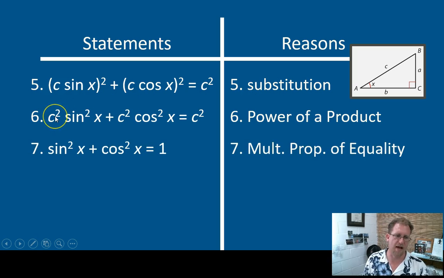And now I can square these things. When you square a product, you have to square both parts of that product. So c squared sine squared x plus c squared cosine squared x equals c squared. Now I have c squared, c squared, c squared. I'm going to divide the entire equation by c squared and drop it out of all three places that it is. That's the power of a product, or you can say the multiplicative property of identity would also work. And I have sine squared x plus cosine squared x equals 1.